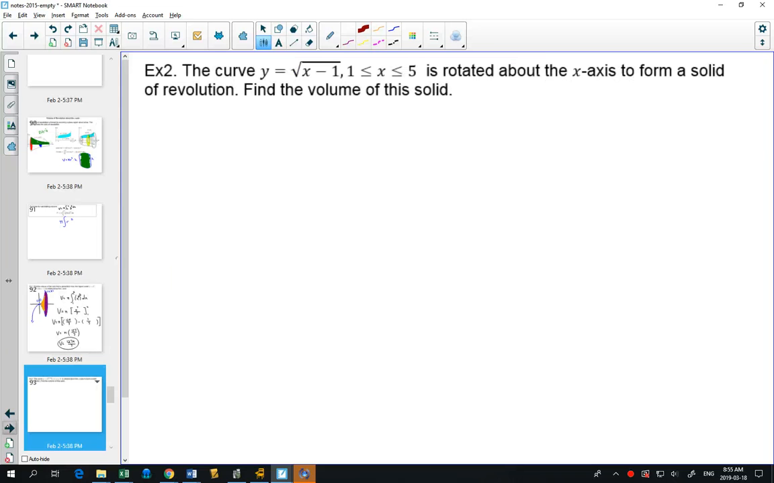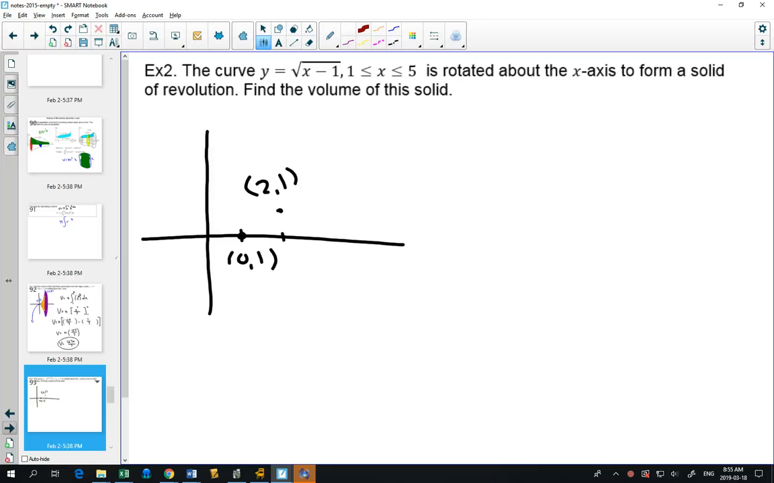The curve, the square root of x minus 1. So again, we can draw. That is just your square root graph shifted 1 to the right. So you'll have 1, 0, 2, 1, 5, 2. And we want to find the area. Oops, not 0, 1. Thank you for being so kind and not saying anything. 1, 0.